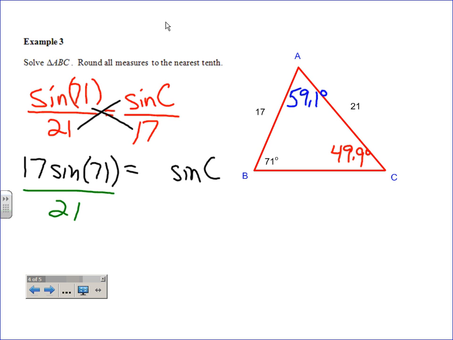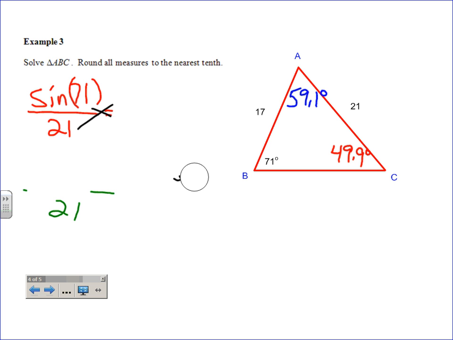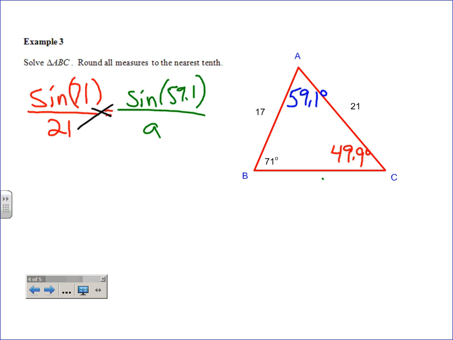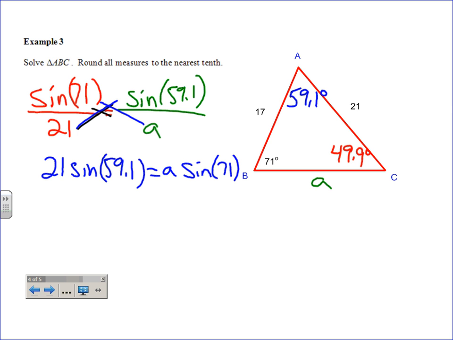We unfortunately have to go back to law of sines. And I would once again go back to the pair you were given at the start, because that's more accurate. The 49.9 is rounded, so you should try and avoid that if you can. Unfortunately, I can't avoid the 59.1, over side A, because this is side A right down there. And so 21 times that equals A times that. The variable's a little bit easier to attain this time.